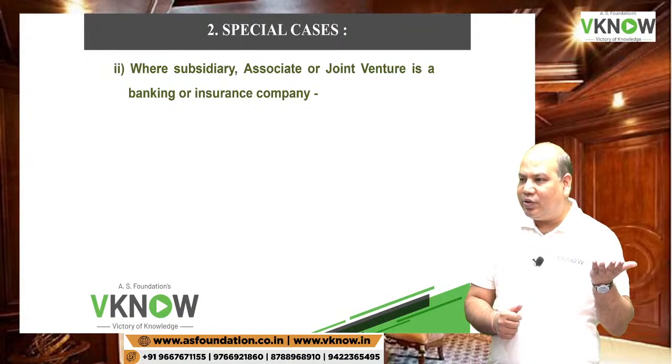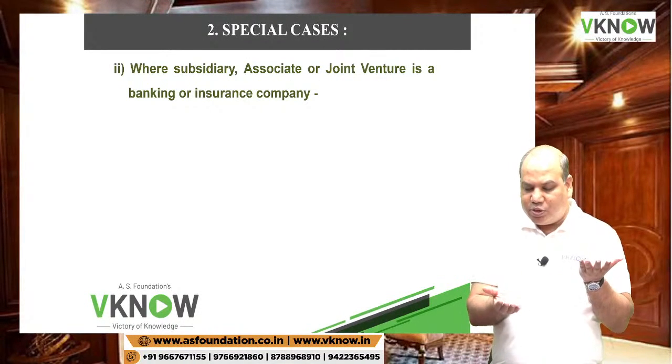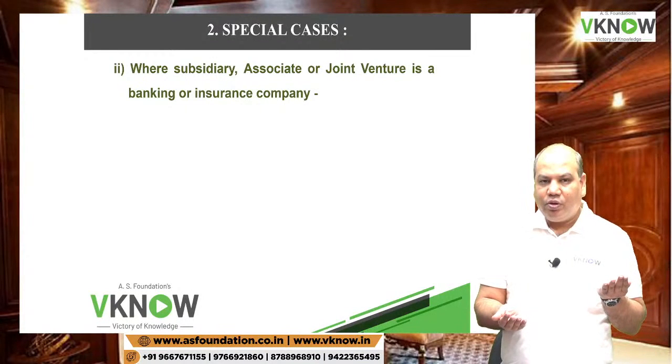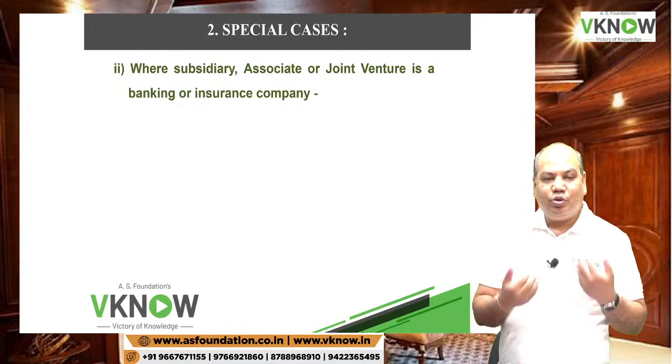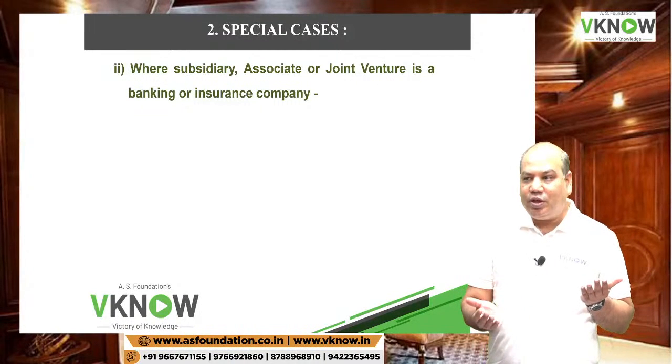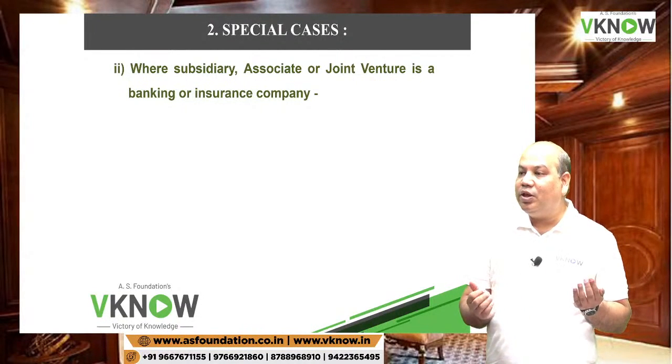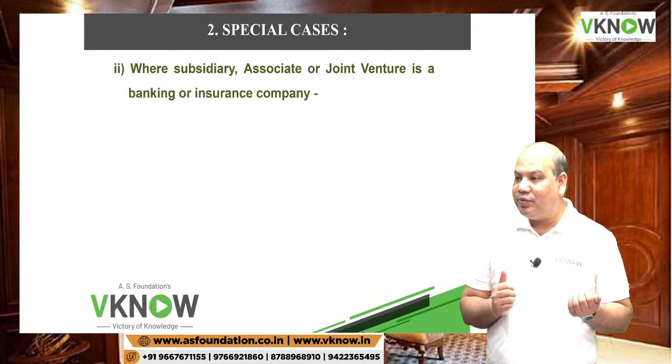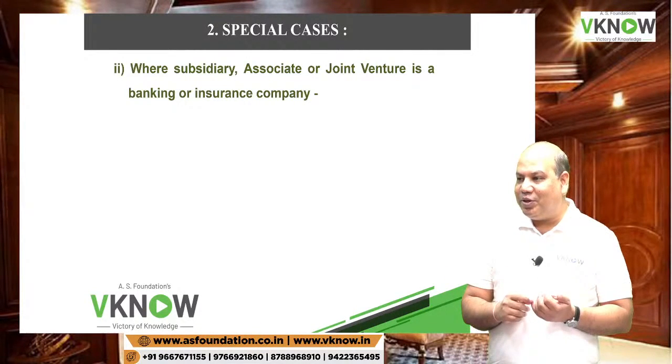Parent may be an Ind AS company. Parent has a subsidiary, a banking company. Okay, just imagine, don't ask me an example, I can't really visualize immediately. So the subsidiary is a banking company. Now banking companies are exempted from Ind AS. So now what will the banking company do?